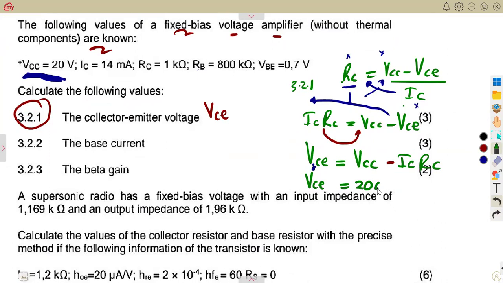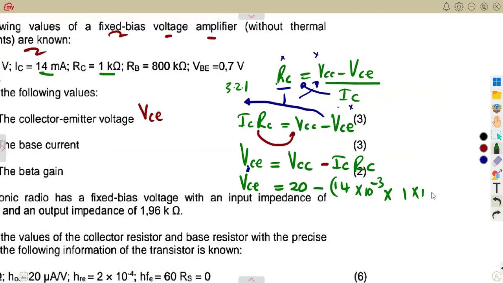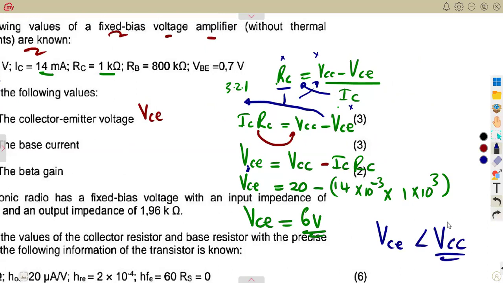So just manipulate properly. That's 20 there for the VCC. That is 20 minus ICRC. Our IC is 14 milliamps, so 14 times 10 to the exponent of minus 3 times RC, which is 1 kilo ohm, 1 times 10 to the exponent of 3. That gives us the value of VCE, which is 6 volts, which is less than VCC, the supply. VCE is smaller than VCC because this one is the supply.